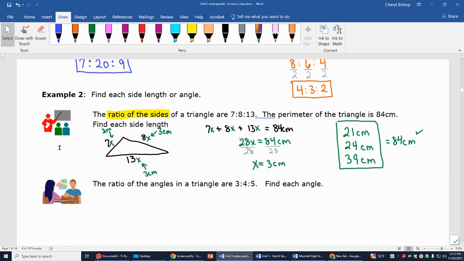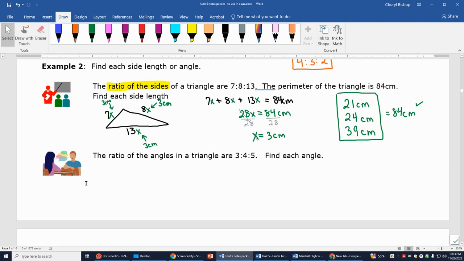Let's look at the next one. If you'd like, again, you can pause the video and discuss with your table on how you would do this problem. Then, once you're ready, you can press play to go on. All right, let's go over this one.